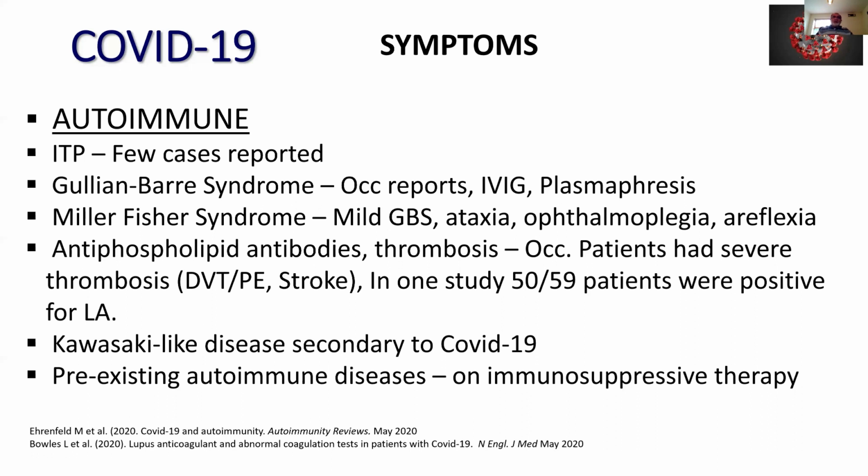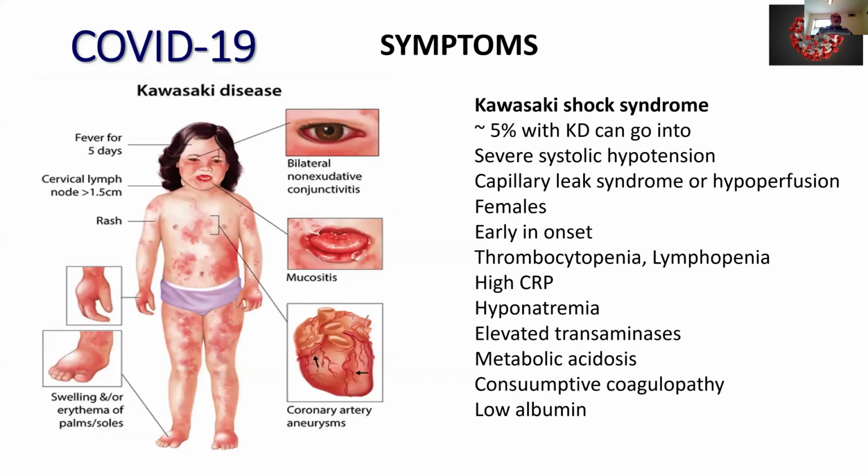Then there is this Kawasaki-like syndrome, which is mainly seen in children, but in young adults as well. I'll come to that in a second. People who have autoimmune diseases and are immunosuppressed are at high risk from the virus, and these people should be protected. Children do get this Kawasaki-like syndrome, which is more severe than the conventional Kawasaki, and about 5% get this very severe disease. They have rash, adenopathy, fever, mucositis, and swelling over the feet, and they get hyponatremia and metabolic acidosis. And these children should be admitted to the hospital and treated vigorously.